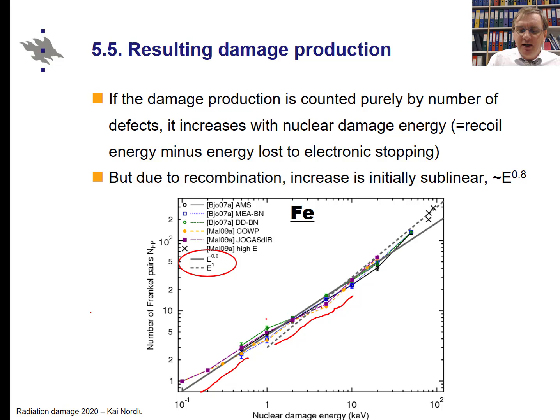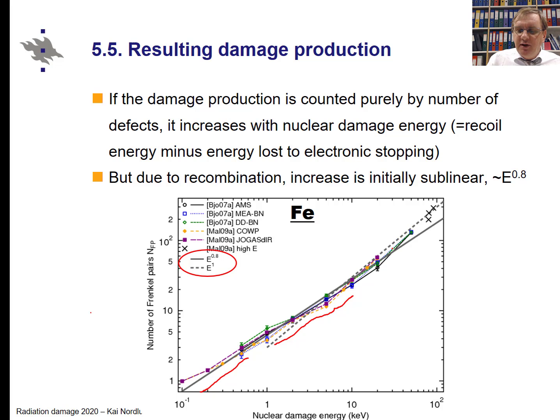It looks linear, but however, if you analyze what is actually the slope here, it's sublinear. In here you see the black line is the energy to the power of 0.8, so the damage production is actually sublinear. The reason is that at these low energies you don't have a heat spike, but then in the end you get to this heat spike regime, you start having a recombination, which then explains why you have a sublinear behavior.